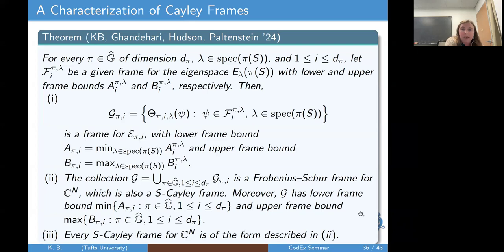So in fact, every S-Cayley frame for Cn is of the form described in 2. So this is our characterization. We can construct all S-Cayley frames in this way, where we're taking frames for these eigenspaces of pi s, lifting it up to a frame for the coefficient space, and then unioning over all of our irreducibles and their dimensions.